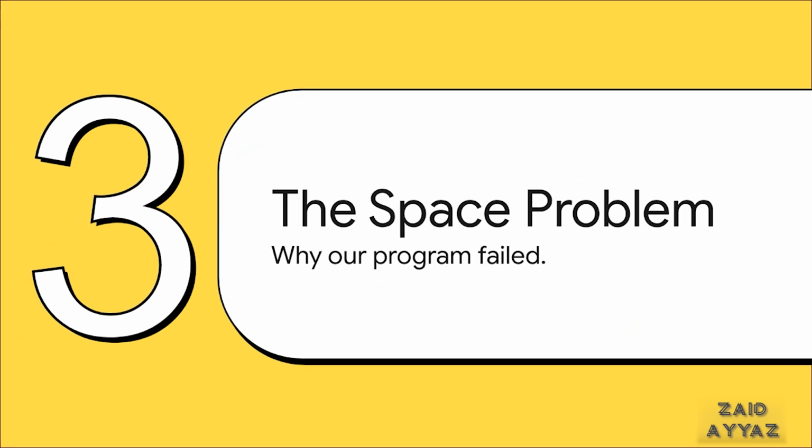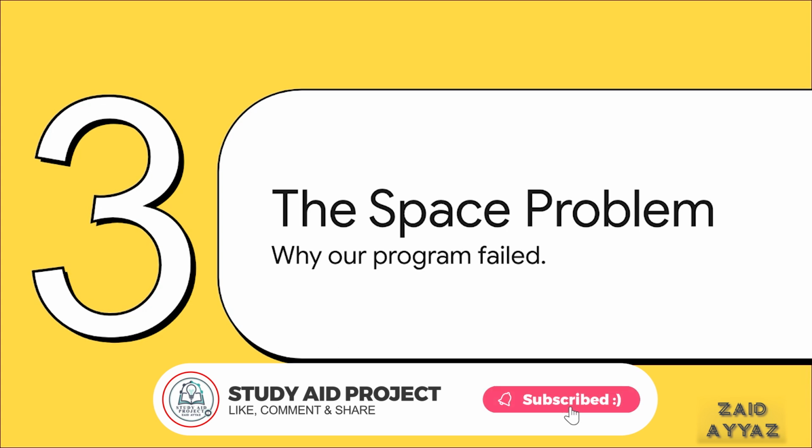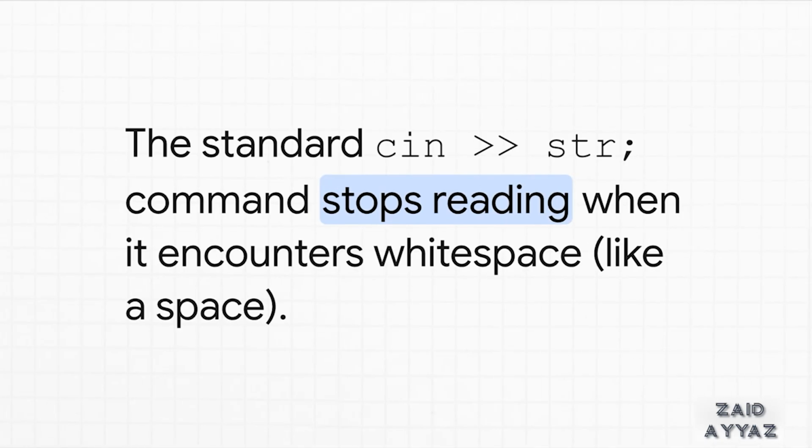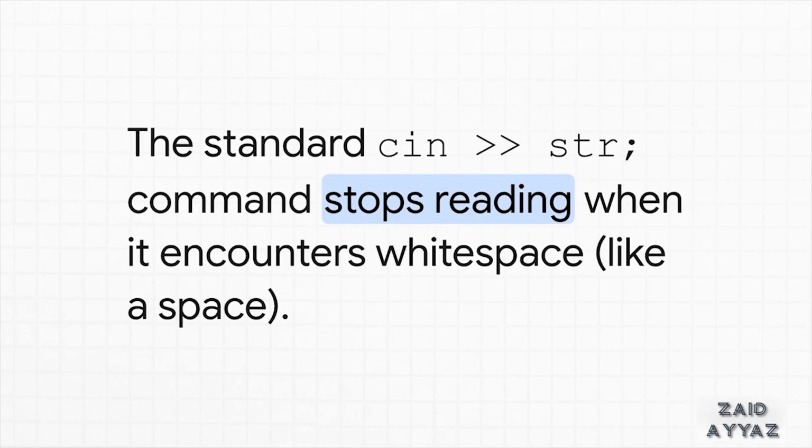Okay, theory's over. We get C strings, we get the null terminator. Let's put on our detective hats and go back to the scene of the crime. Let's figure out exactly why our first program broke. And here's our culprit, right here, the standard cin command. Its job is to grab one thing at a time.